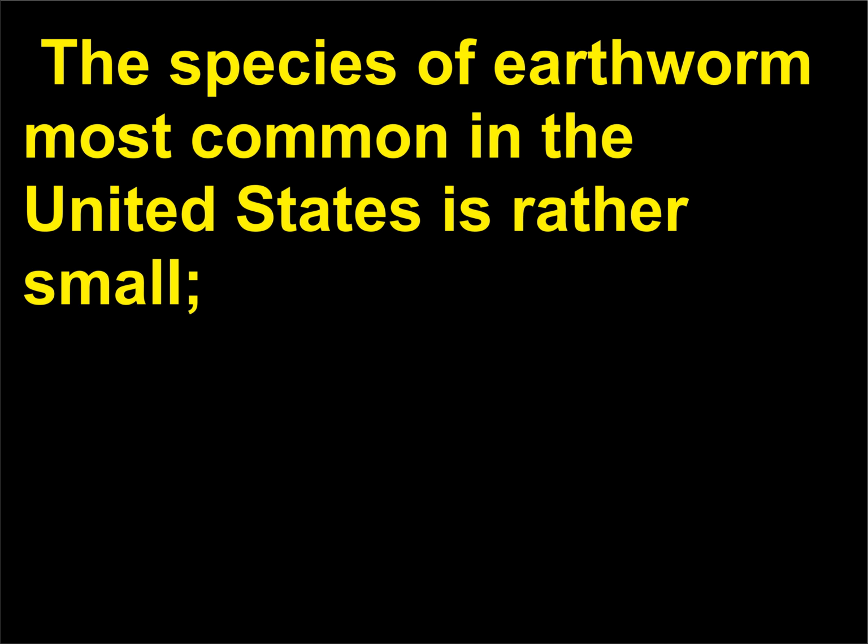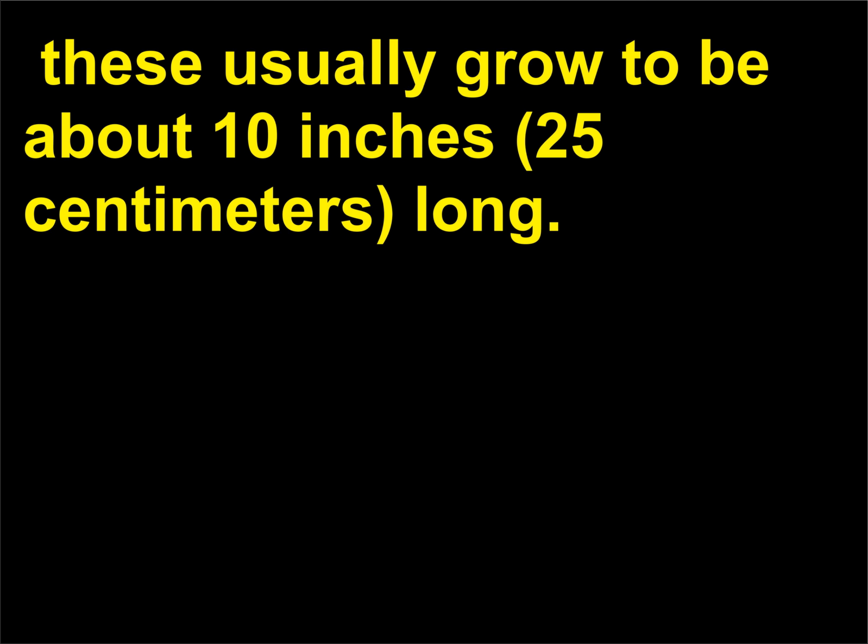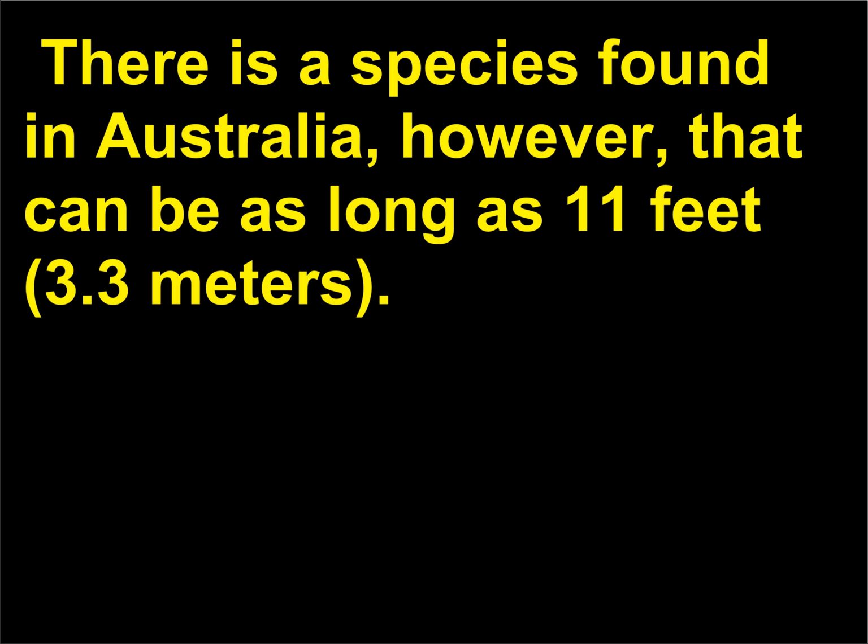The species of earthworm most common in the United States is rather small. These usually grow to be about 10 inches, 25 centimeters, long. There is a species found in Australia, however, that can be as long as 11 feet, 3.3 meters.